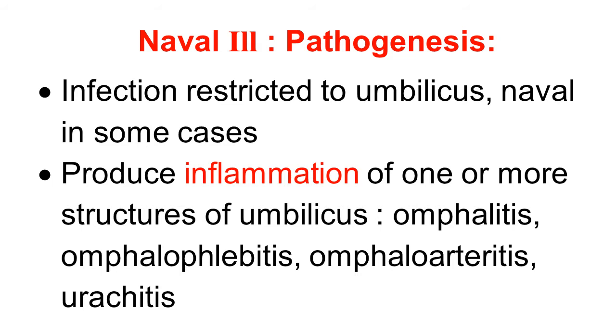The infection produces inflammation of one or more structures of the umbilicus. Omphalitis, inflammation of the outer structures of the cord. Omphalophlebitis, inflammation of the umbilical vein. Omphaloarteritis, inflammation of the umbilical artery. Urachitis, inflammation of the urachus.